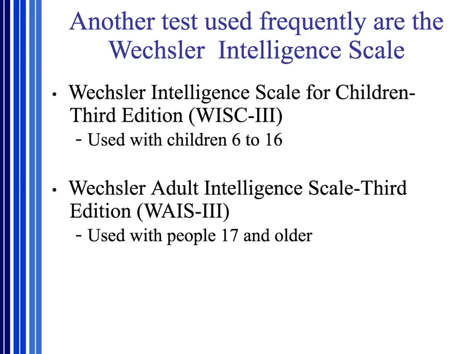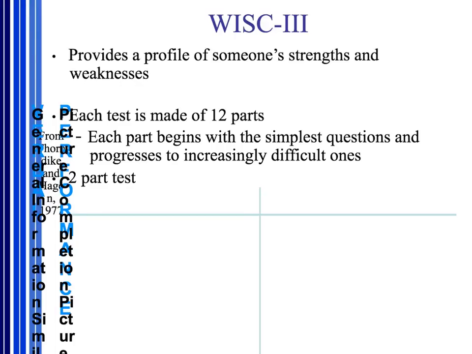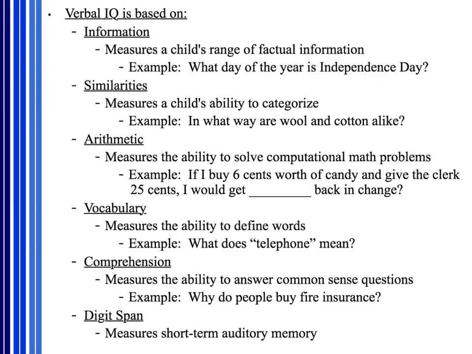Over the years, the Wechsler has been revised and updated to match what's called the Flynn effect, and we'll talk about that later. And then we also have Wechsler exams for children as well. The verbal components of the Wechsler are based on six components: information, similarities, arithmetic, vocabulary, comprehension, and digit span. So pause the video for a few moments, read the definitions of all six, and write down the examples so you have a good idea of what's included on this exam.